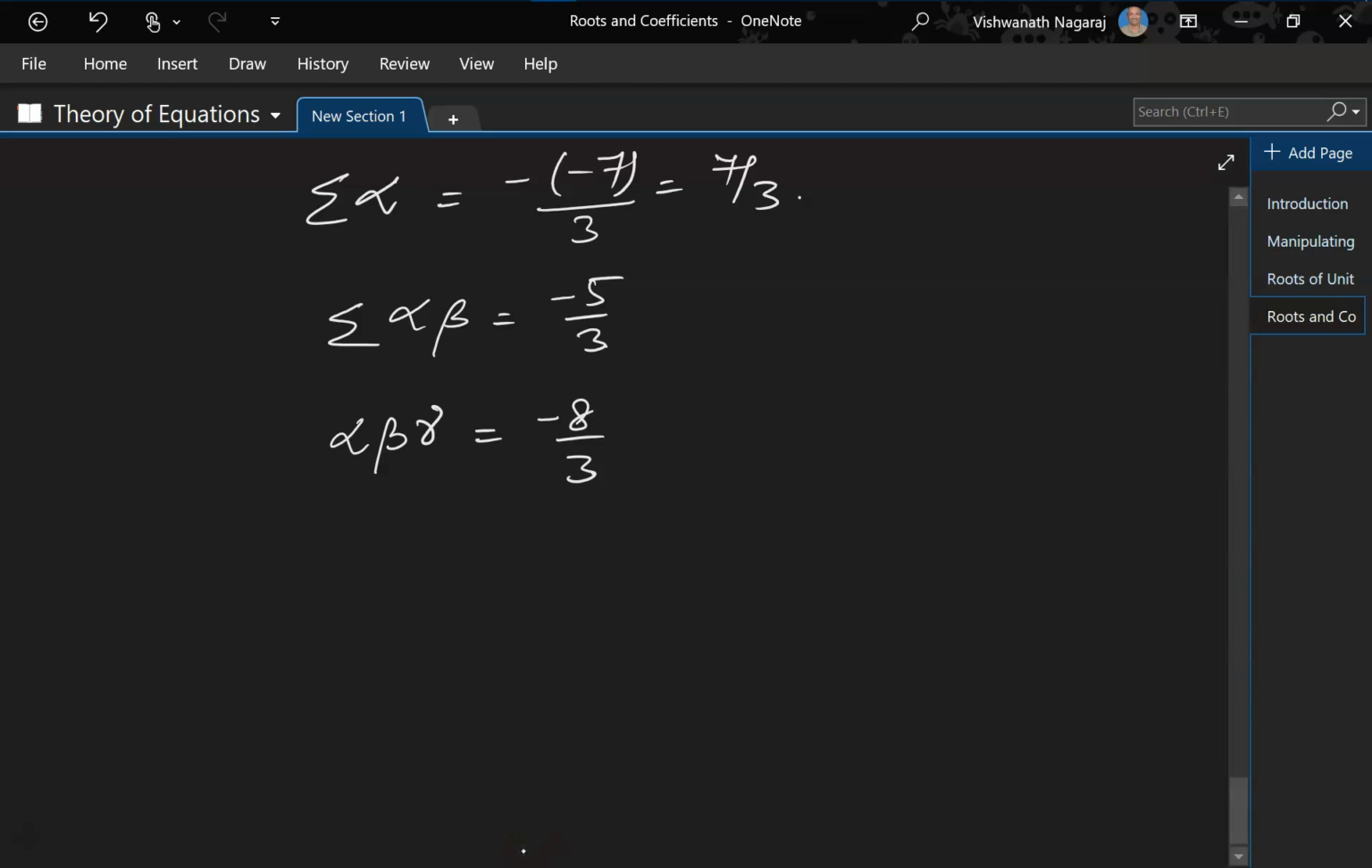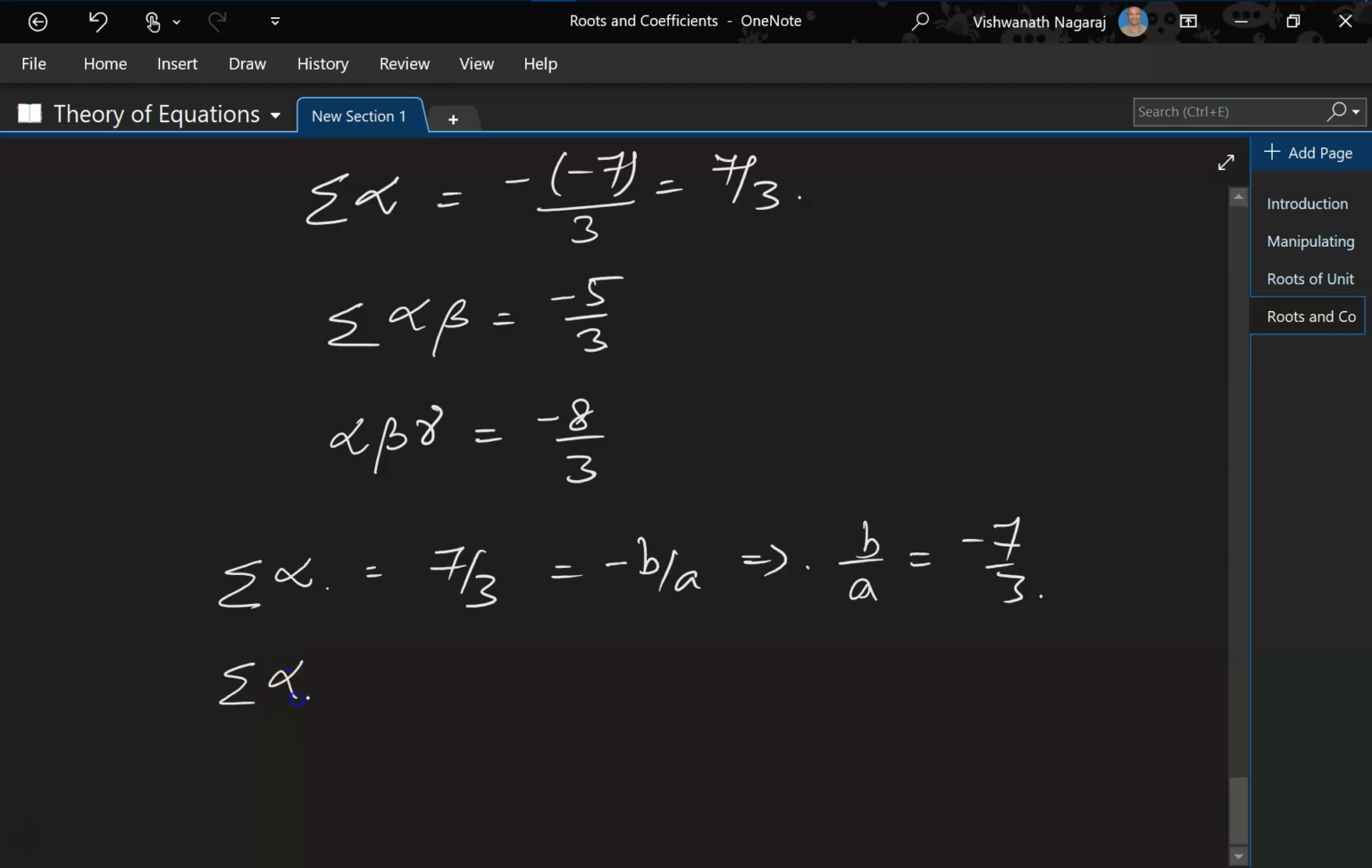Okay, now let's go in reverse. Given this, let's arrive at the equation. So we know the sum of alpha is equal to 7 by 3, which is equal to minus b by a. So which implies that b by a is equal to minus 7 by 3.